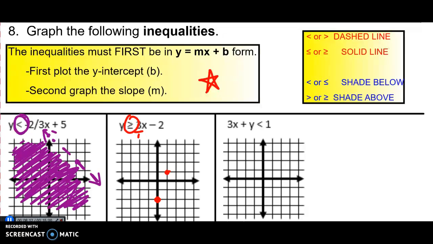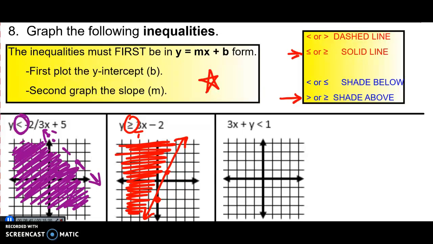Now, look at your symbol. It has an equal sign, which means we do a solid line. So we're going to draw a solid line through those 2 points. Now our symbol says greater than or equal to. Greater than means we shade above our line. So here we are above this line, and that's where we do our shading.